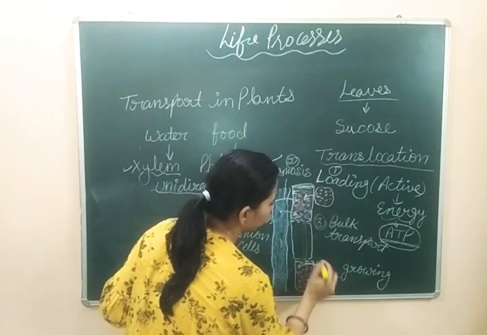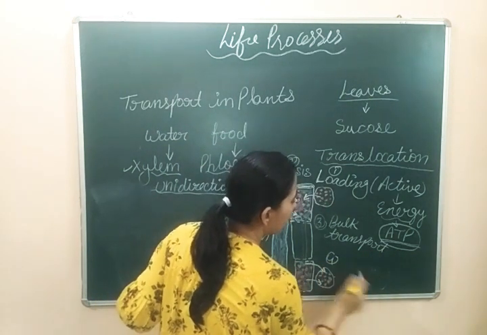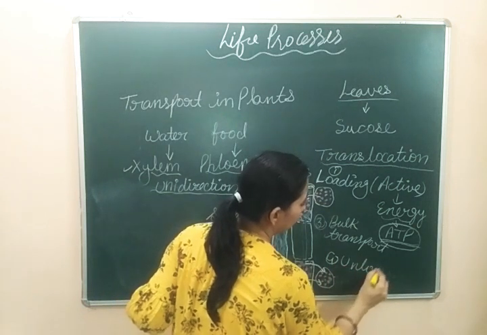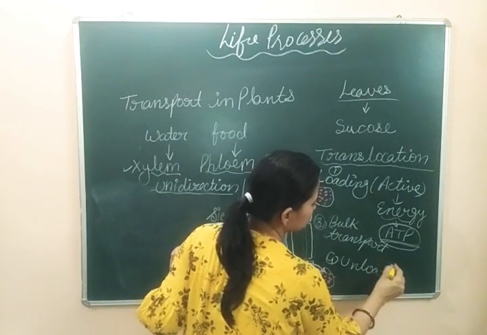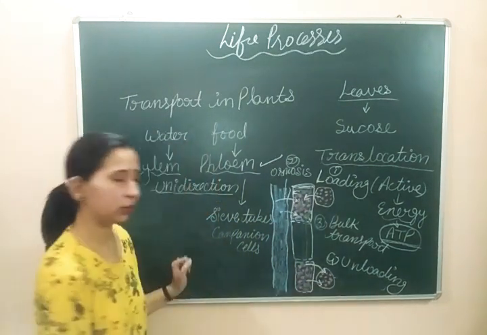So we can write the fourth process here. Fourth will be unloading. अब होगा unloading जिसके अंदर cell से sugar इस required cell के अंदर और growing cell के अंदर transport कर दी जाएगी.